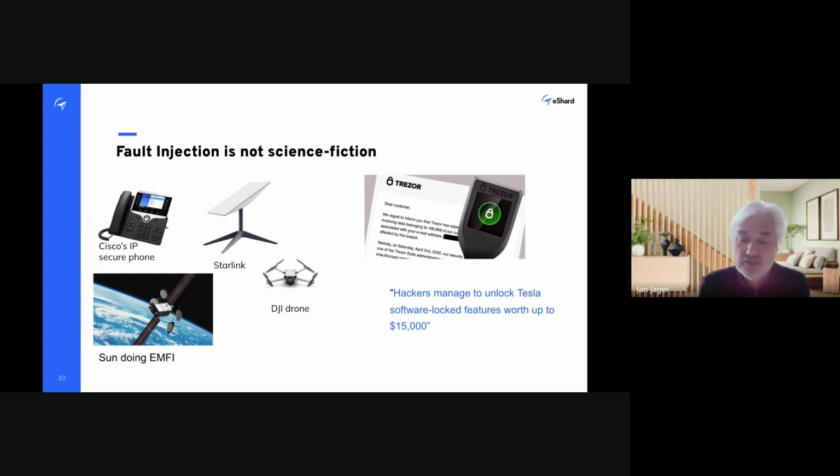And of course, that's not all. In different ways, it is damaging for the devices and for the manufacturers of the devices, in some instances more than others, as you can imagine. And of course, the sun is also doing its own EMFI because of the radiation on satellites. Satellites also need to be protected against solar flares, because that can also affect the behavior of the software running in the satellite.